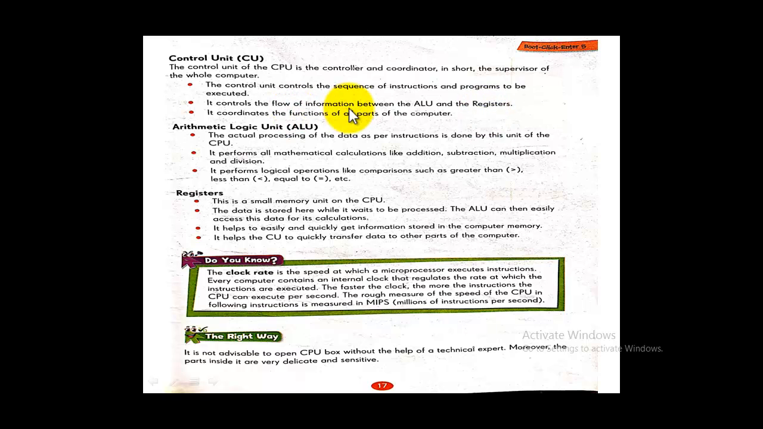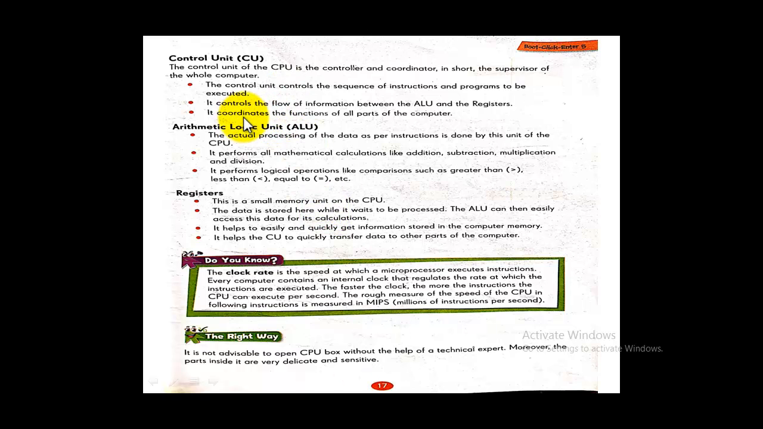It controls the flow of information between the ALU, the arithmetic logic unit, and the register. Now it coordinates the function of all parts of the computer.